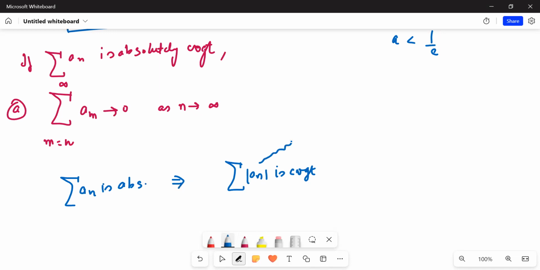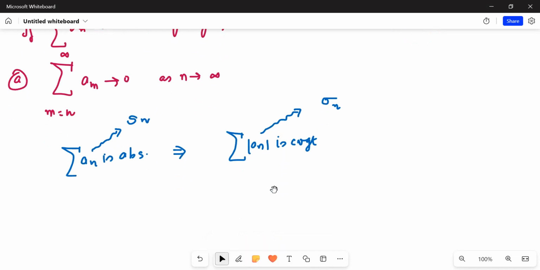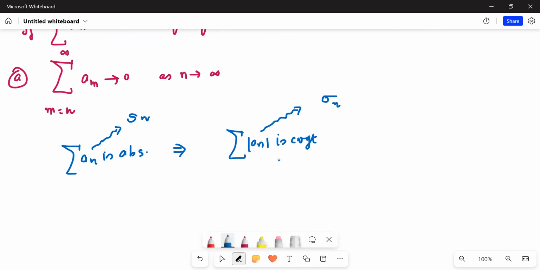Let us take its sequence of partial sums as sigma n, and let us take summation an's partial sum as simply Sn. If summation modulus an is convergent, then summation an is convergent. I know this. So I can say that if summation modulus an is convergent, that is, if the series is absolutely convergent, then it necessarily implies that summation an is convergent.